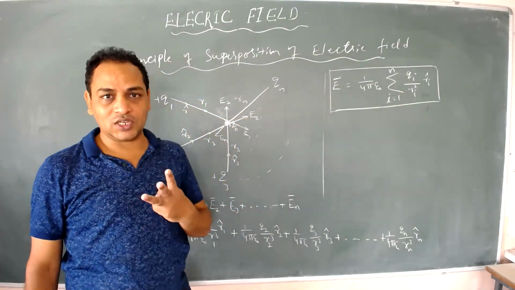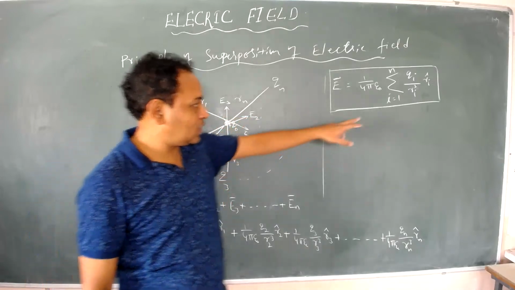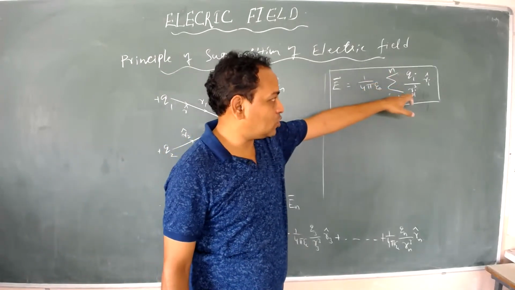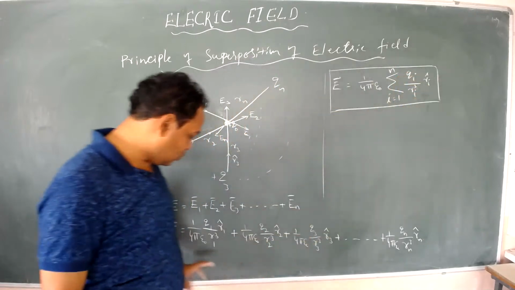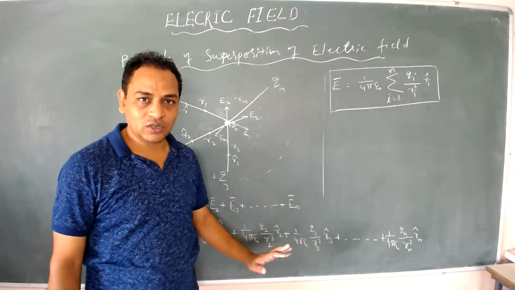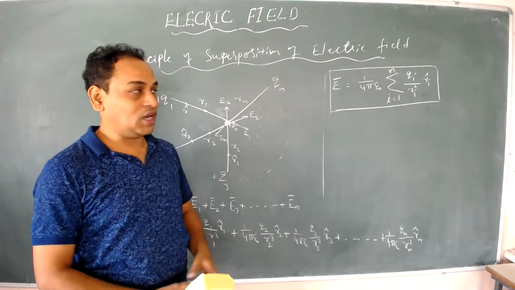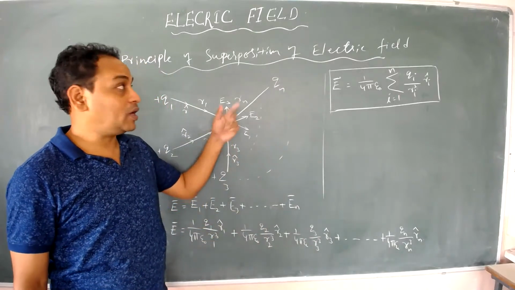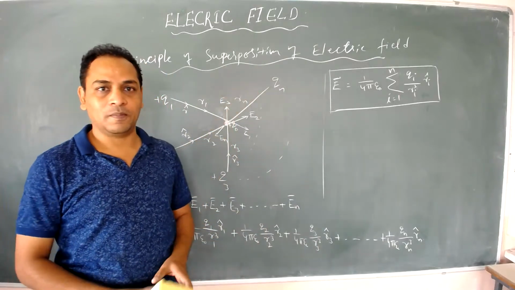If you take 3 charges, suppose 3 charges are there, then here 1, 2, 3, we can take only 3. Got it? So this is the general expression for the electric field intensity at a point by the superposition principle. Got it?